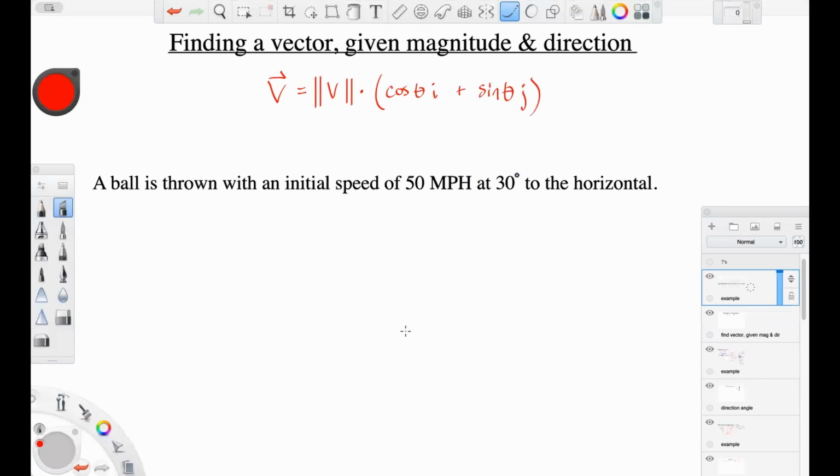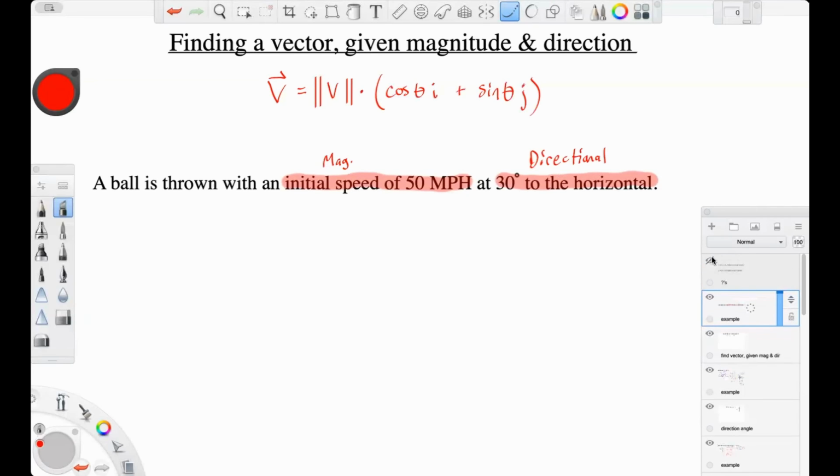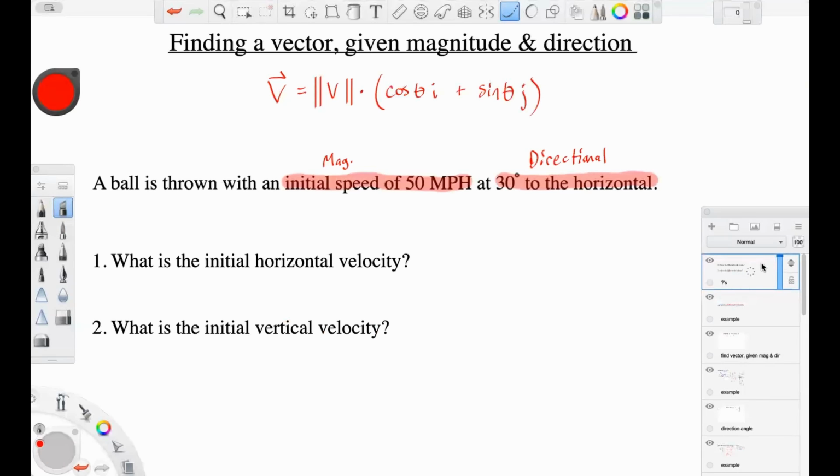So let's say that a ball is thrown with an initial speed of 50 miles per hour at 30 degrees to the horizontal. So even if we start to just break this apart a little bit, when it says initial speed of 50 miles per hour, that's our magnitude component. So here's our magnitude. And then when it says 30 degrees to the horizontal, that's our directional information. And so if we put those two things together and sketch a little diagram of this, the question is this: we want to figure out what is the initial horizontal velocity and what is the initial vertical velocity, right? So we're going to break it down into the components.